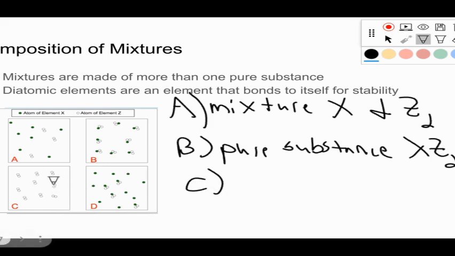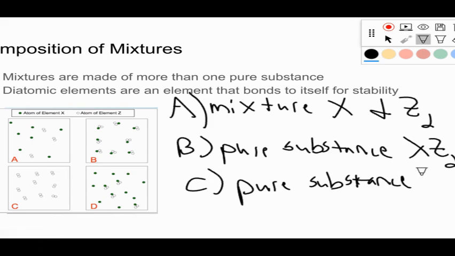C is all the same. It is the same thing over and over, same pattern. So this one is going to be a pure substance because it only contains one type of thing. It contains my element Z bonded to itself. So all that's in there is just the diatomic version of Z.